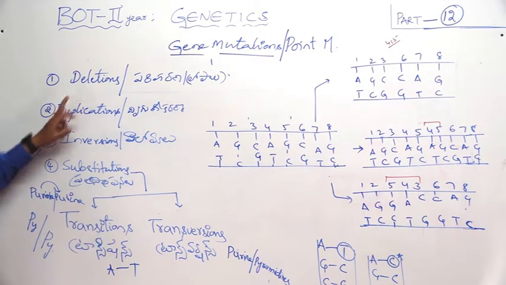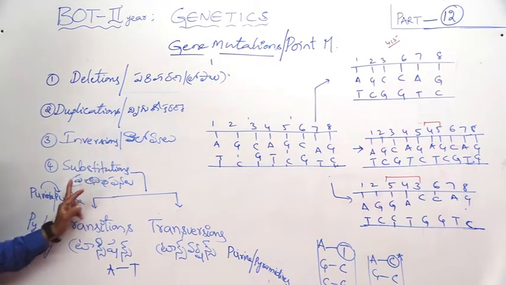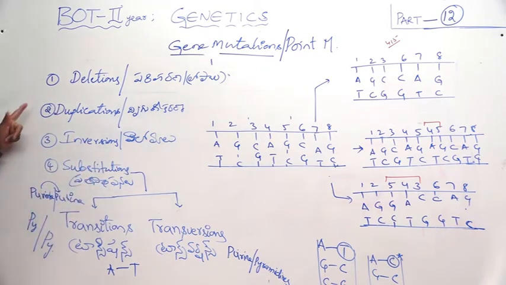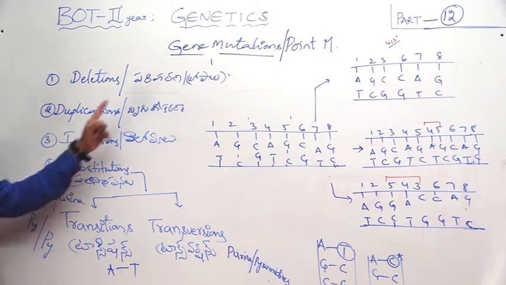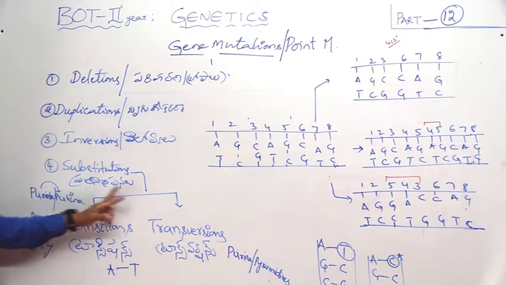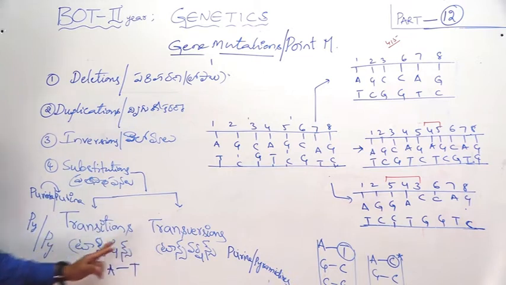The first one is deletion, second one is duplication, third one is inversion, and the fourth one is substitution. So these are the four different kinds of gene mutations. Again, the substitutions are classified into two categories. One is transition, the other one is transversion.